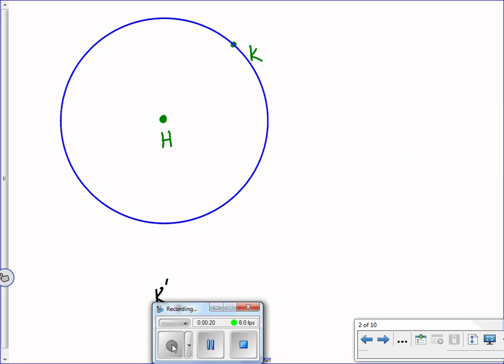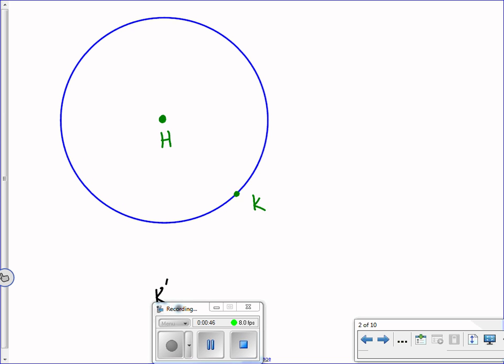All right, let's take a look and just make sure we understand the idea of what rotation means. So here's some circle with a center of H, and here's K. Okay, so what I'm going to do is take K and rotate it around the circle, something like this, right? That's rotating around the circle. And I would think that would be about 180 degrees.